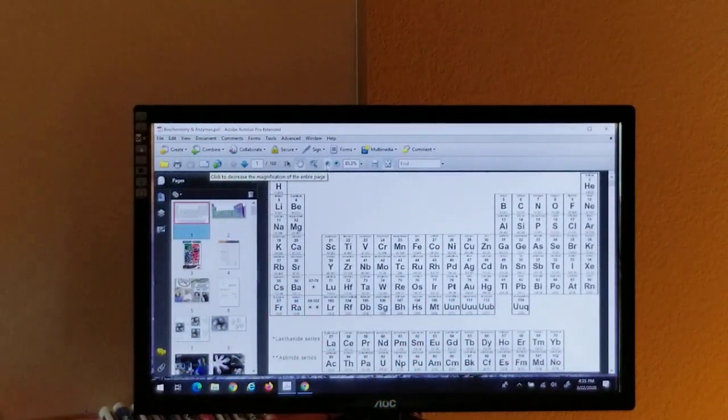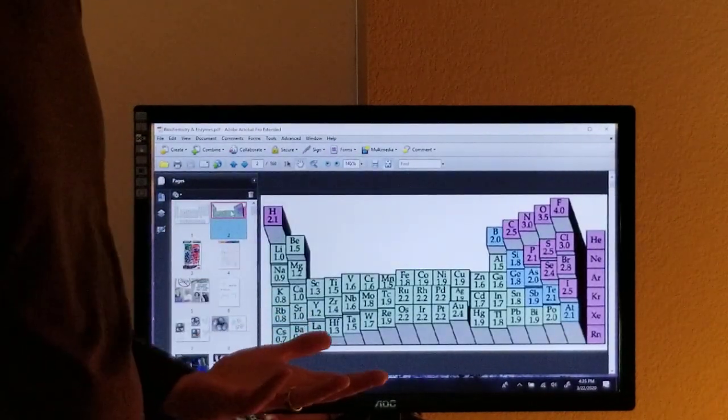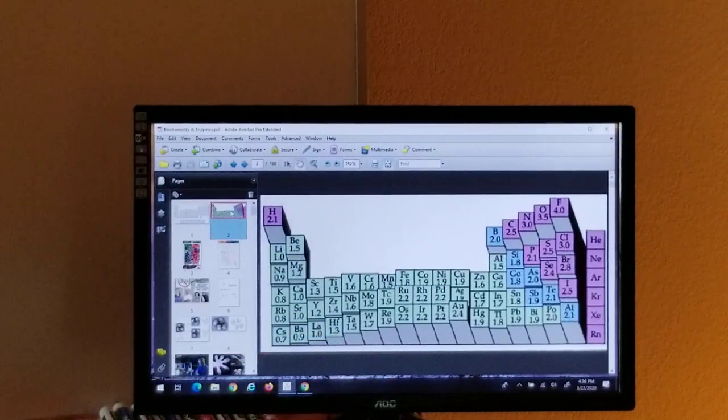Okay, one other thing that I'm going to go ahead and show you really quick, because I'm going to zoom out in a minute, but this is a periodic table based off of electronegativity. So let me go ahead and move the video camera back. Like this.